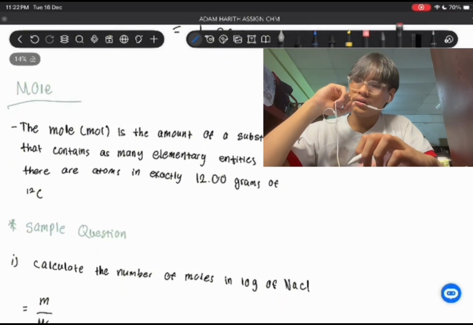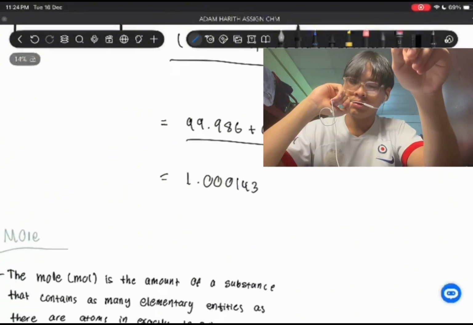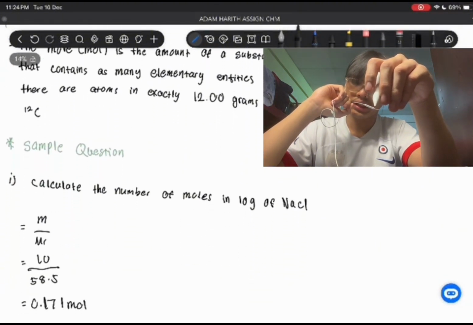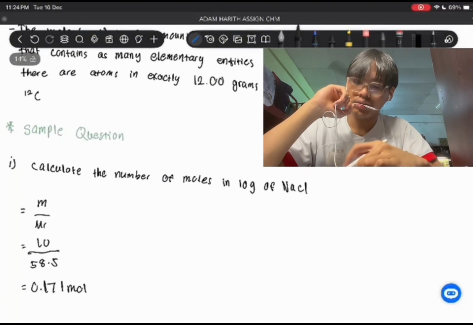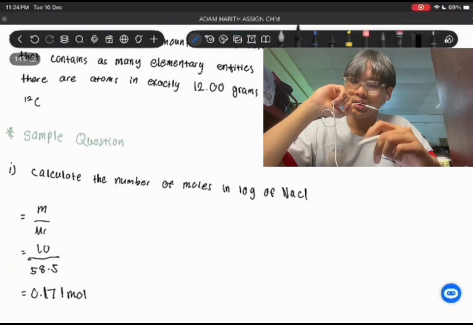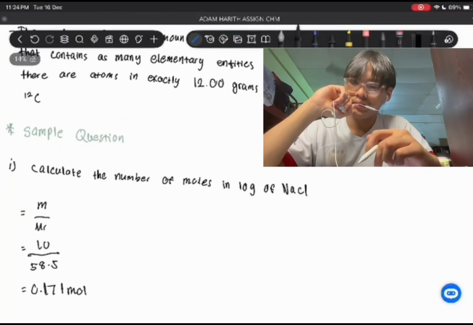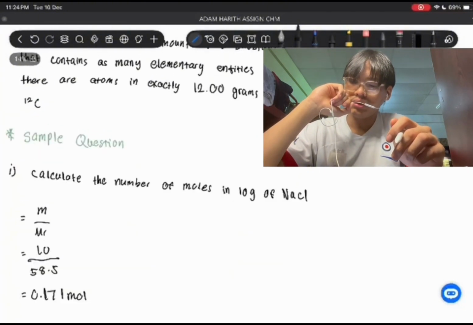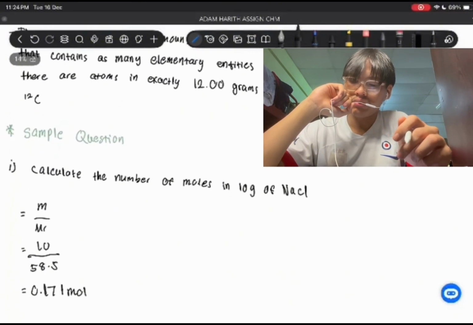Okay, for the mole, the mole is the amount of substance that contains as many elementary entities as there are atoms in exactly 12.0 grams of 12C. Sample question: calculate the number of moles in 10 grams of sodium chloride. You use the formula M over MR, that is 10 divided by 58.5, so 0.171 mole.